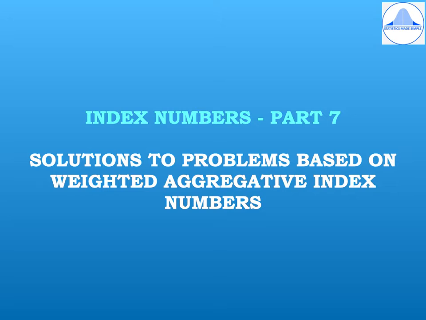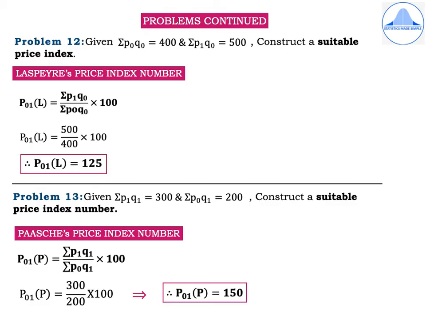In Index Numbers Part 7, we'll be completing the topic of solutions to problems based on weighted aggregative index numbers. Problem 12. Given summation P0 Q0 is equal to 400 and summation P1 Q0 is equal to 500, construct a suitable price index. So with the data which is given, the most appropriate index number would be Laspeyres price index number. So please be thorough with all the formulae.